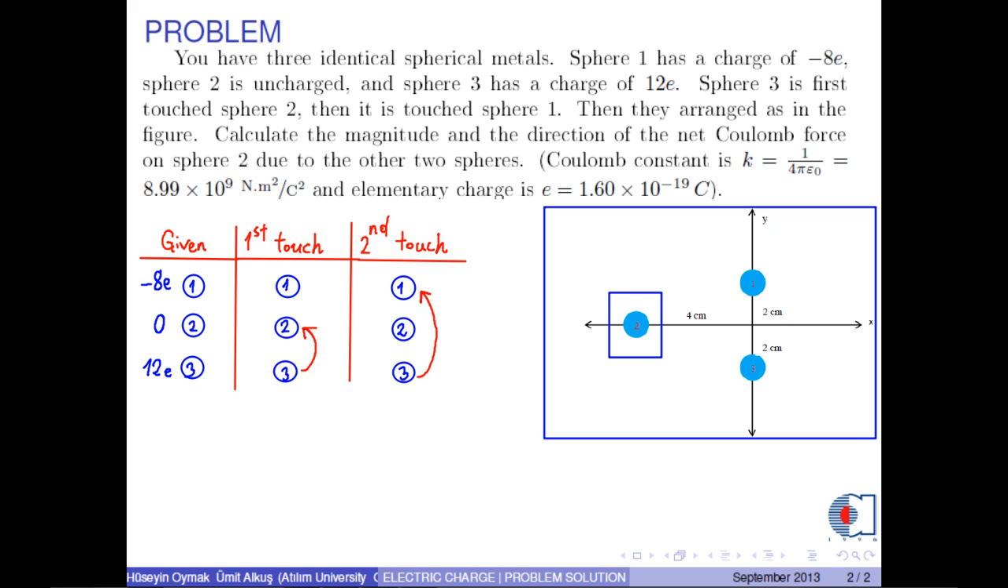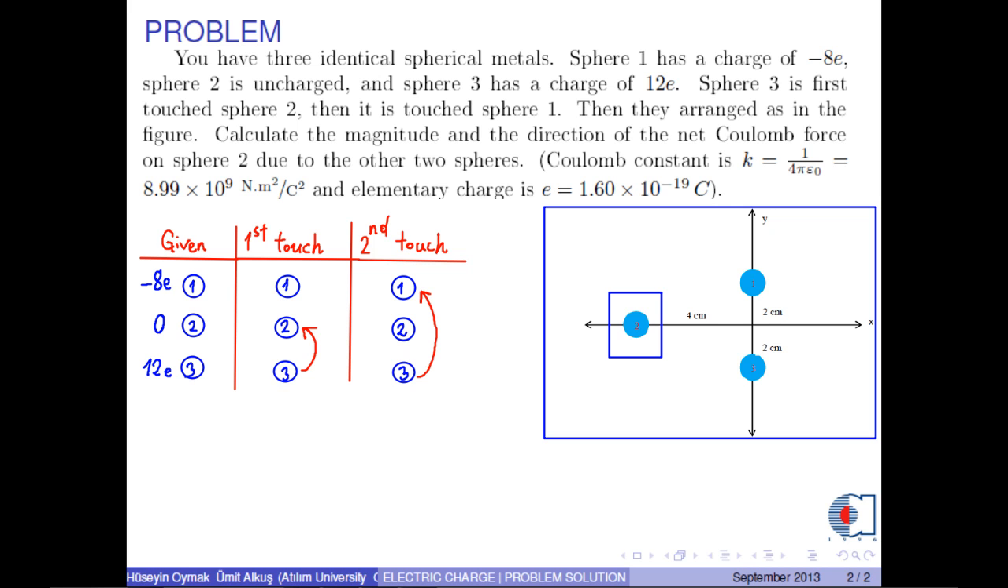Coulomb constant is K equal to 8.99 times 10 to the 9 newton meters squared over coulomb squared, and elementary charge is e, 1.6 times 10 to the negative 19 coulombs.